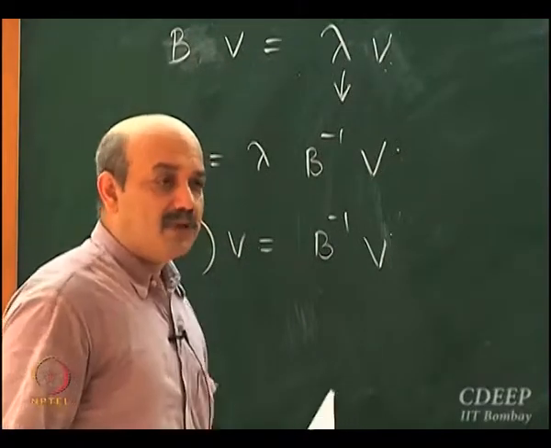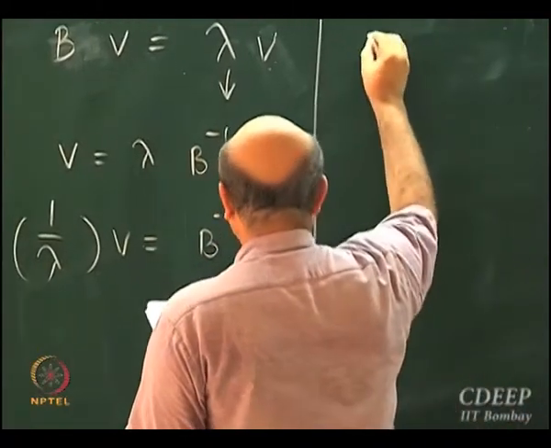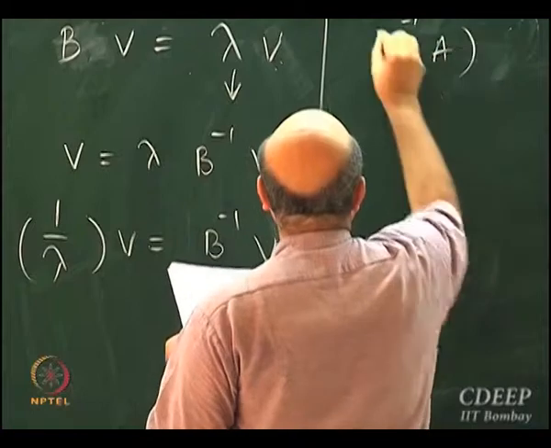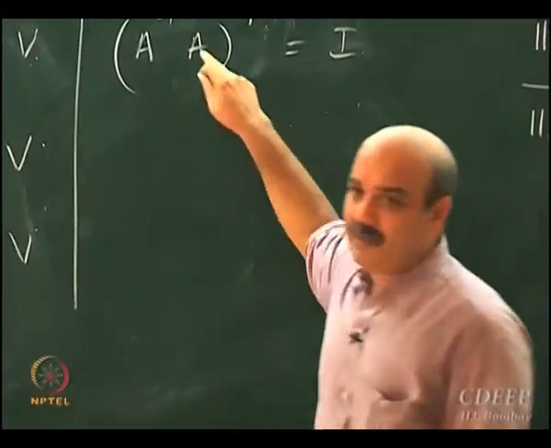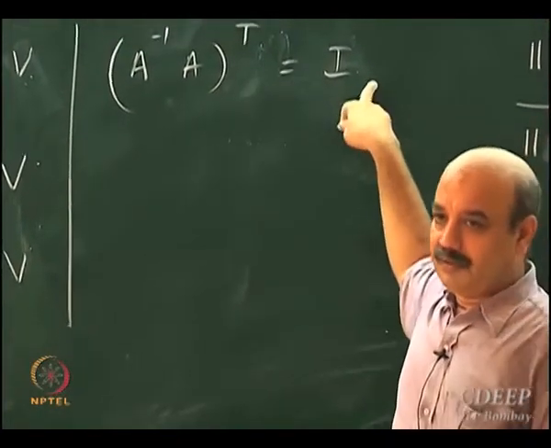There is one more relationship which I need to use: A inverse into A is identity, transpose is equal to I. Do you agree with me?